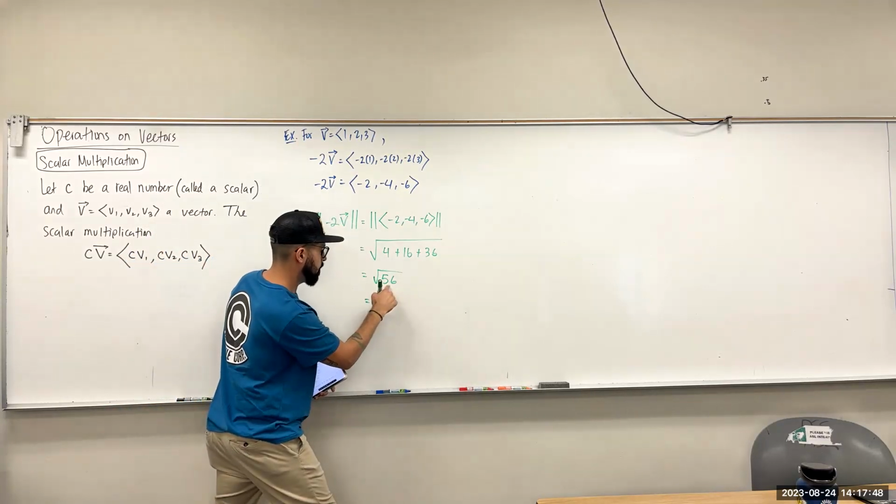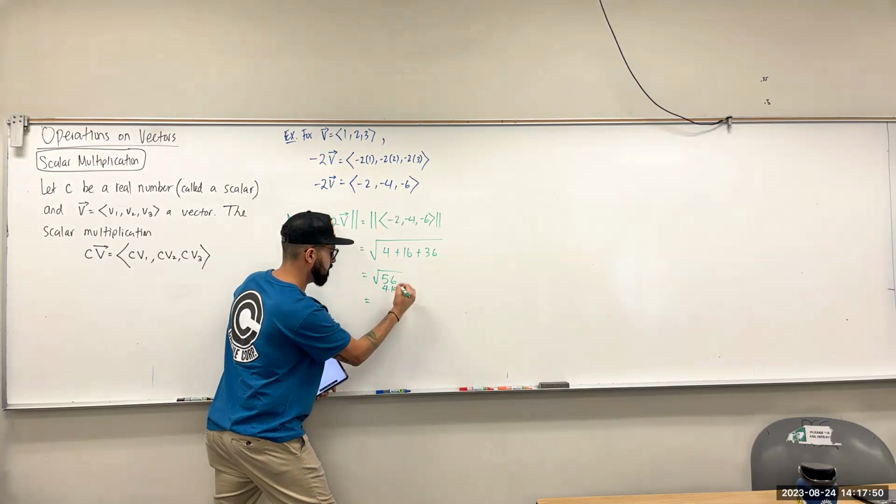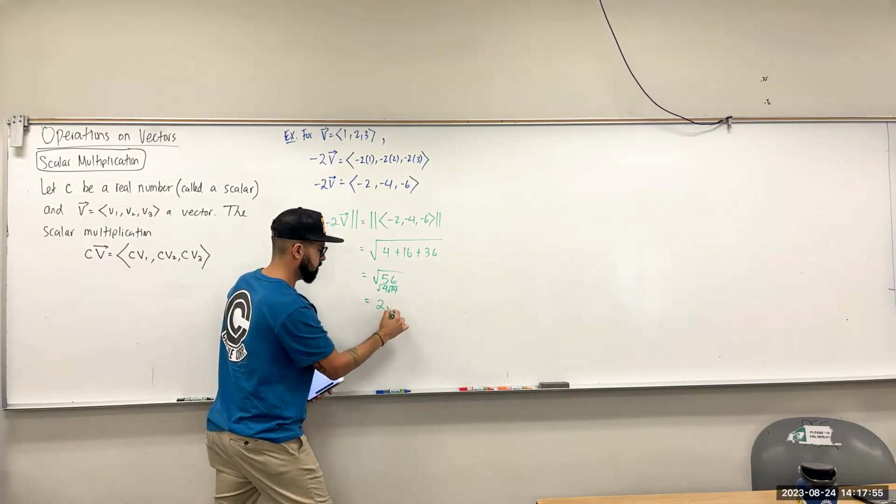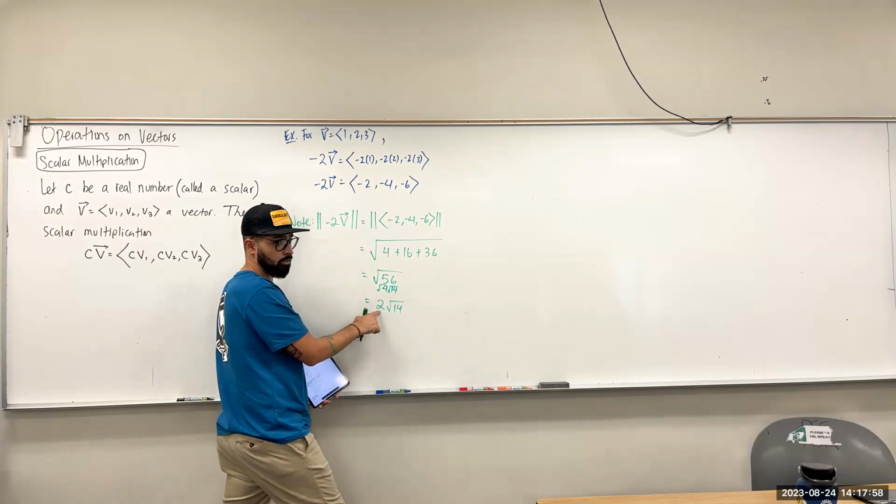Is that 4 times 14? Is that what you guys did in your head? Yeah. Okay, so then it's the square root of 4 and the square root of 14. 2 root 14. Okay, the 2's coming out there. That's good.